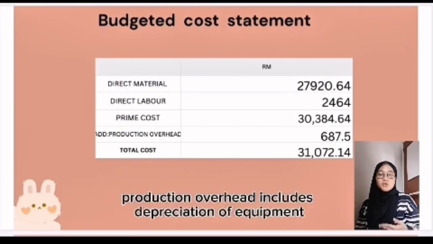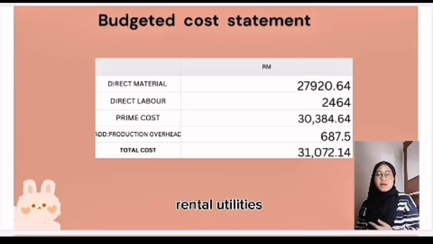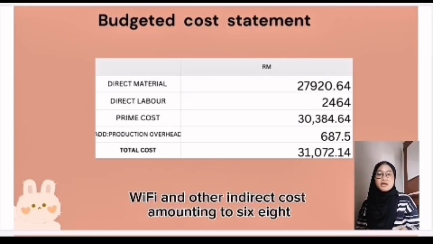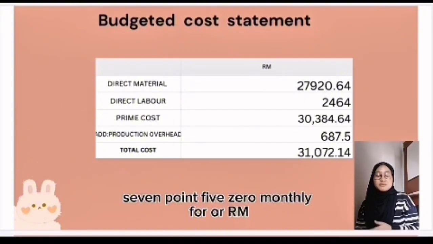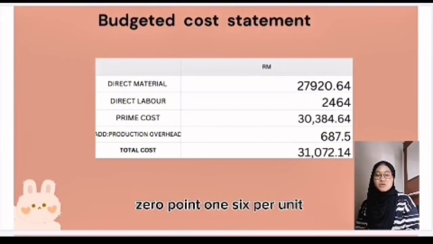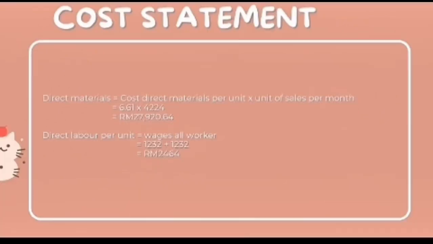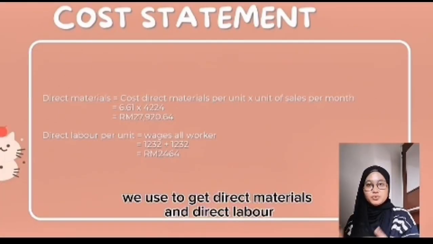Production overhead includes depreciation of equipment, rental, utilities, Wi-Fi and other indirect costs amounting to 687.80 monthly, or RM0.16 per unit. This is how we get the direct materials and direct labor.